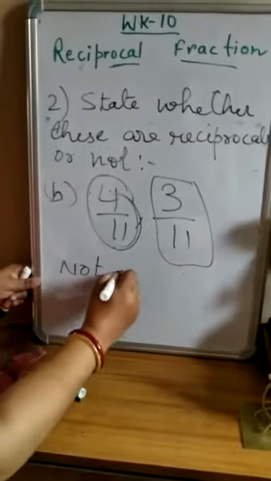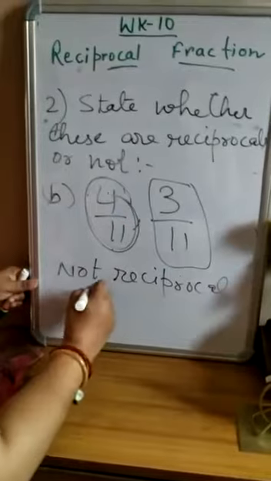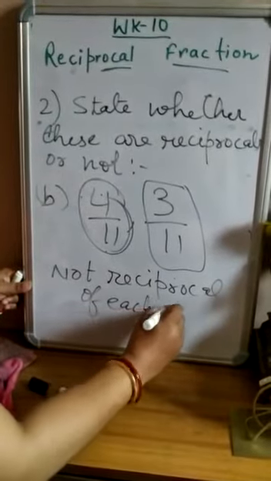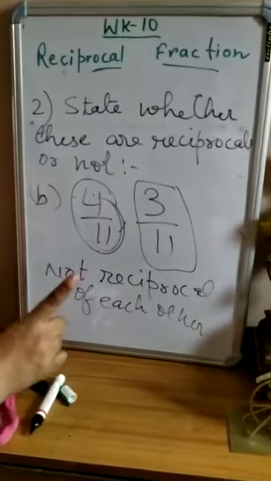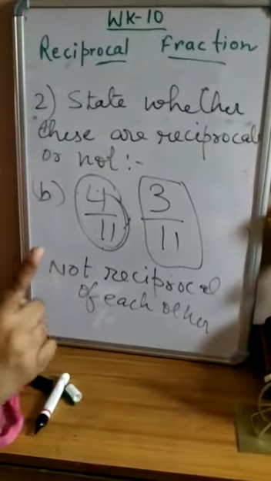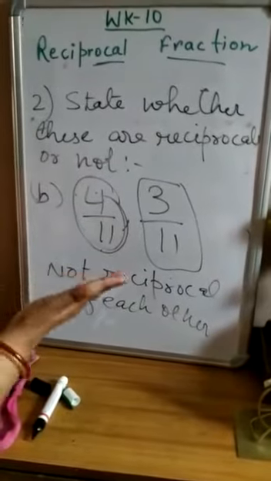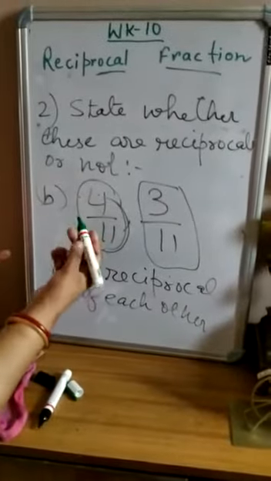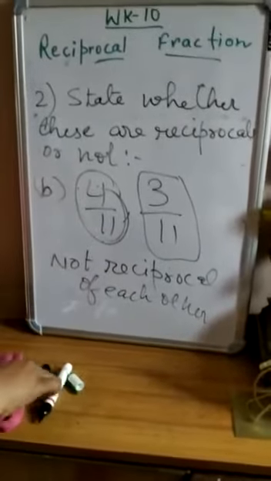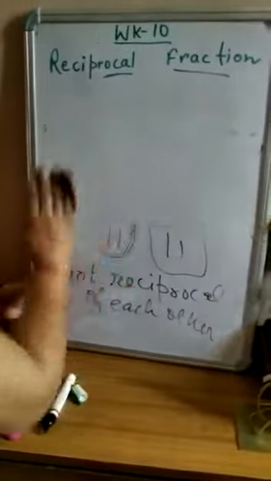Not reciprocal of each other. Correct. What is reciprocal, children? Again I am repeating. When we have to find the reciprocal of a fraction, we have to interchange the position. The numerator will become the denominator and the denominator will become the numerator. Just the opposite, you have to do it. Right, children? Understood? Now come to question number 3.